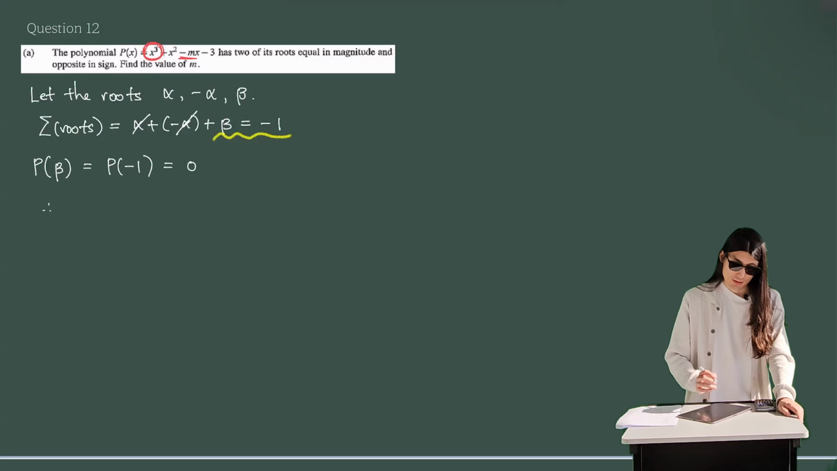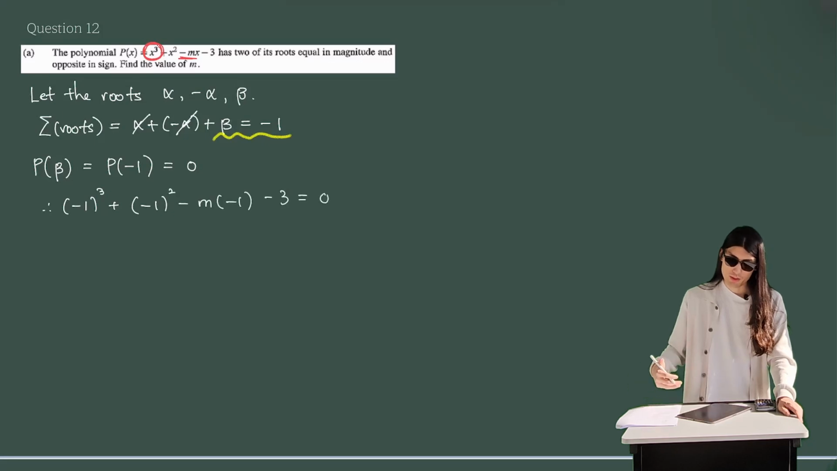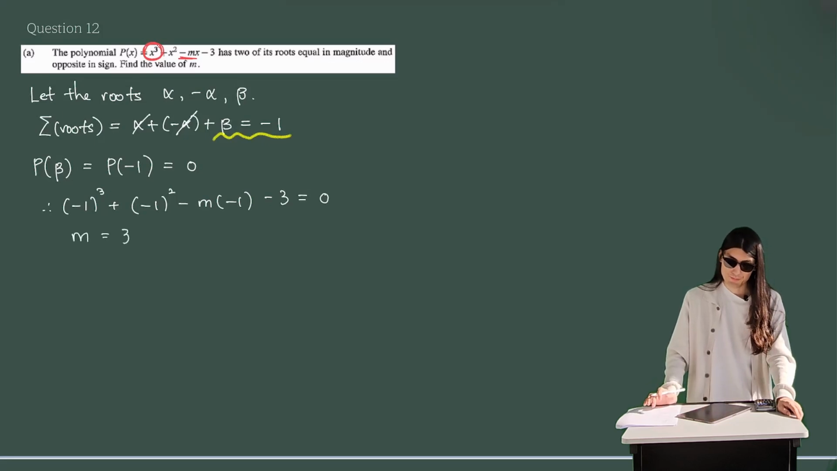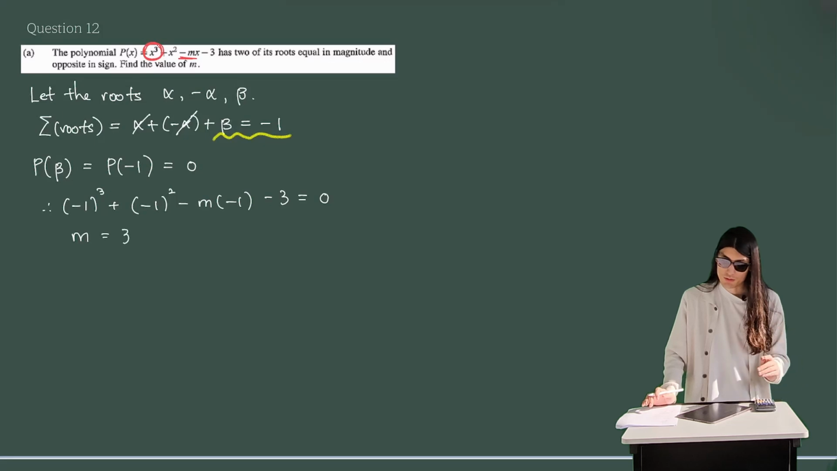And that means p of minus 1, which is what? Again, in your HSC, show your substitution. Negative 1 cubed plus negative 1 squared minus m times negative 1, minus 3, should equal 0. And rearranging that equation just gives you m. It's equal to 3. So that's 12a done.